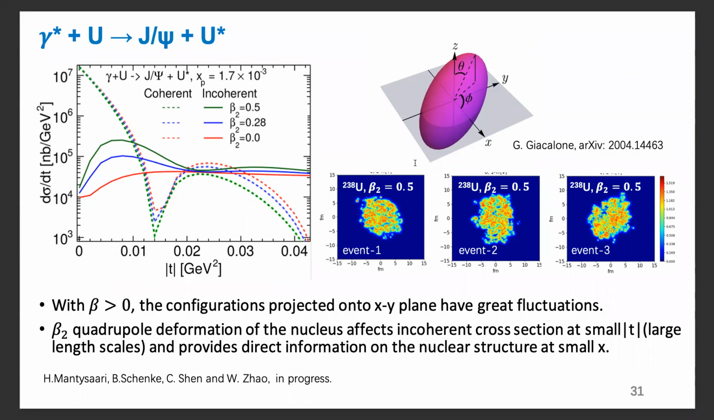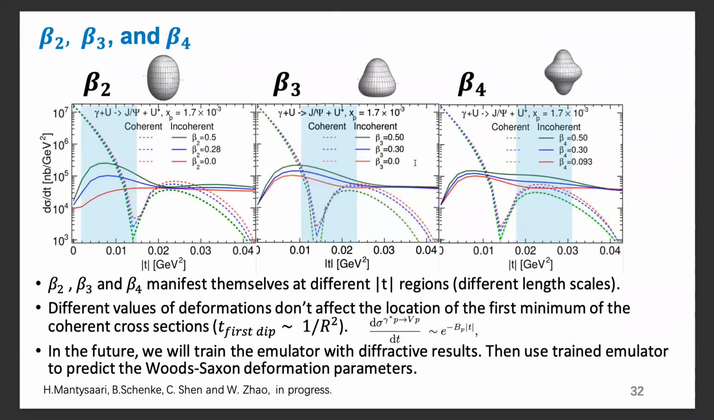And this is the configurations of three different independent events with beta 2 of 0.5. We can see the different configurations in the XY projections. And also, not only beta 2, we systematically change beta 2, beta 3, and beta 4, and see the difference in the cross sections. It's shown here as a blue shadow region, which shows the difference where they manifest.